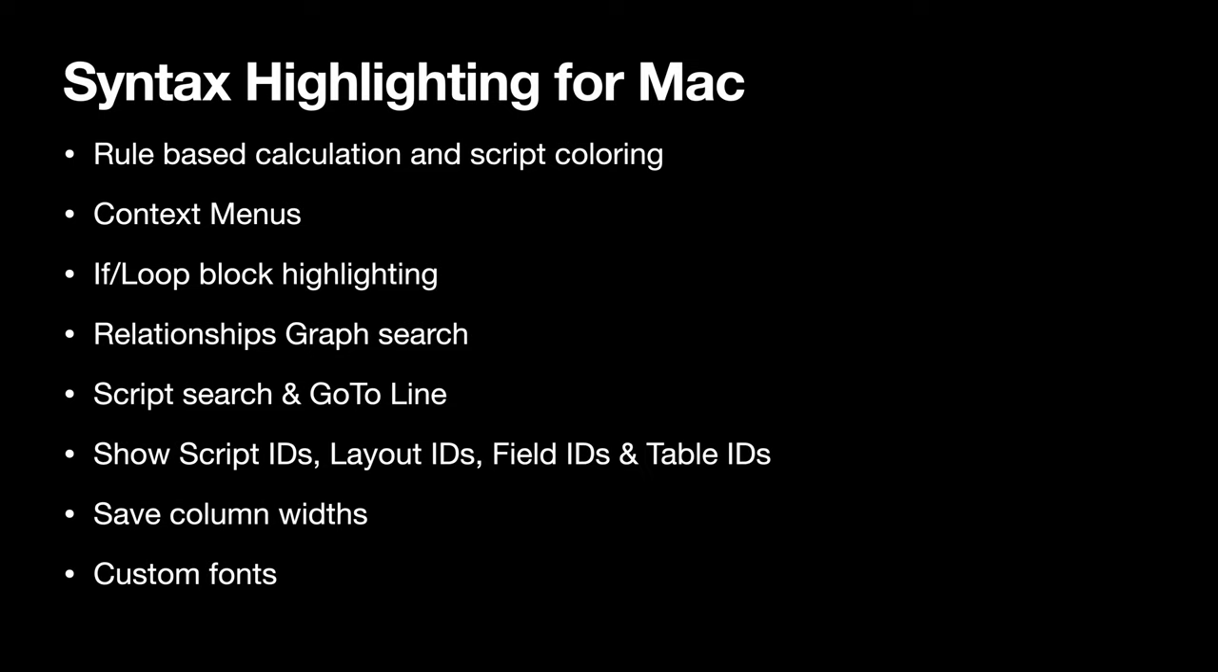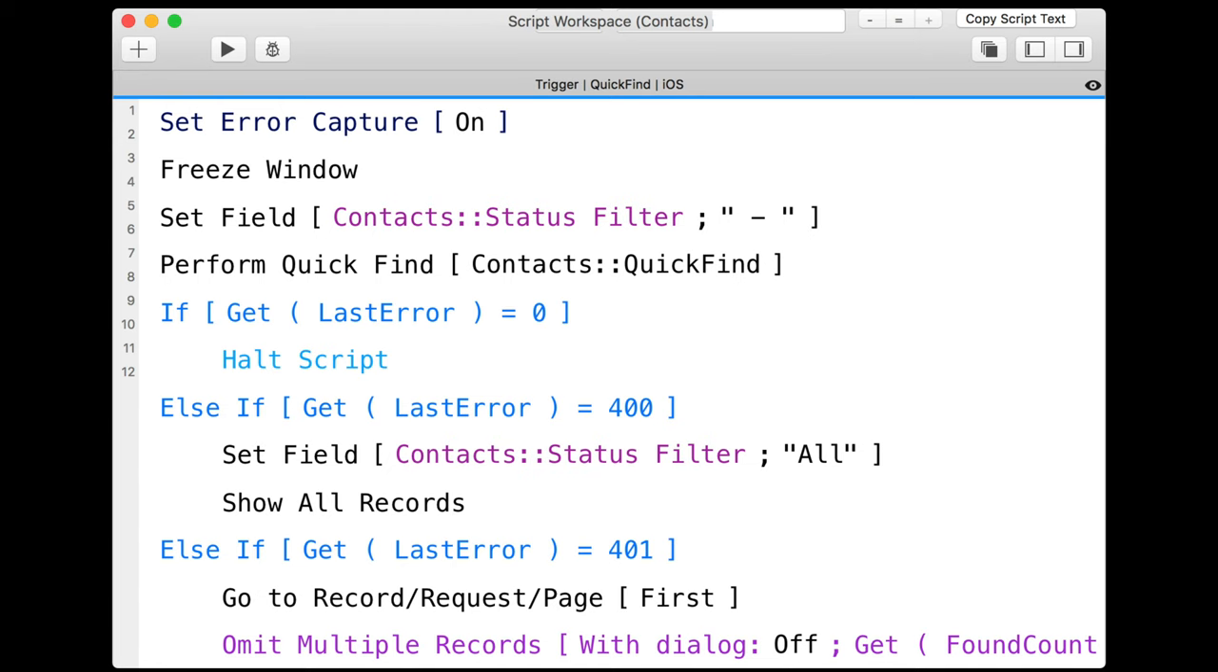We remember the column width for you, so you don't need to resize the tables or the field lists when you open them each time. We can also now provide custom fonts, so you can decide which font to use for calculation or for the script workspace. Here's a picture where we show you the zoom feature. So you can zoom within a script, which is very handy for a presentation like this one.